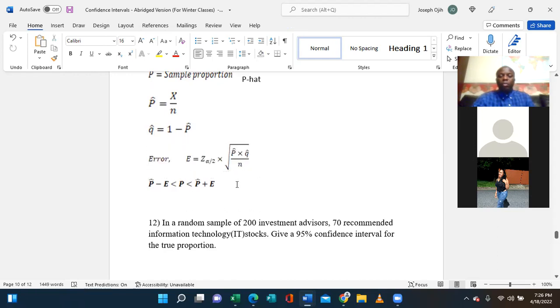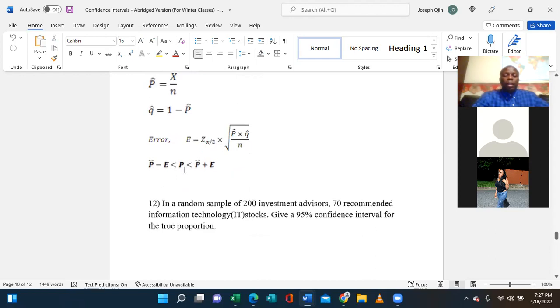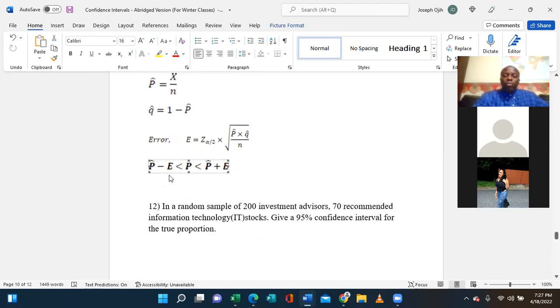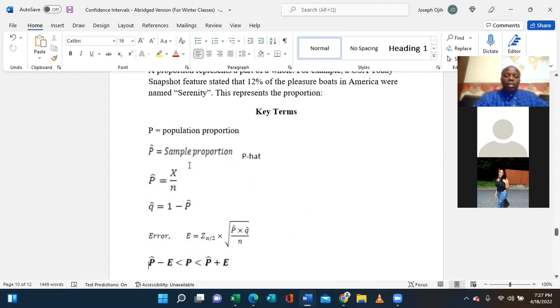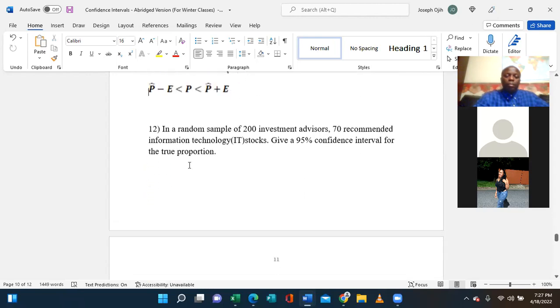In this case, we still go to the table because we need it to get the error margin. After that, instead of x bar, we use p hat plus or minus the error. So let's try this using this example here.